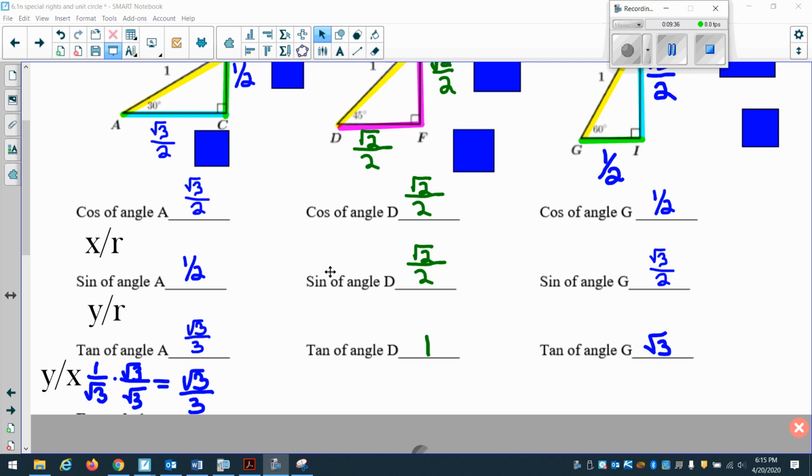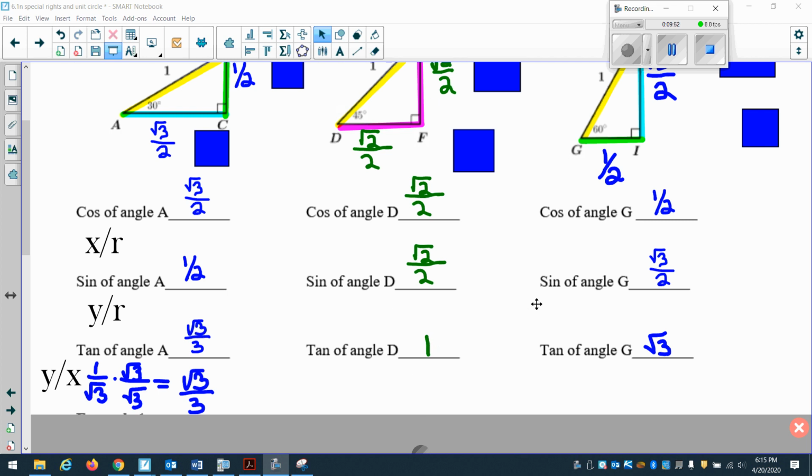Then we move on to the second triangle, which is 45, 45, 90. Again, cosine and sine are going to be exactly the same. Tangent, root 2 over 2, root 2 over 2. So root 2 over 2 over root 2 over 2 will give you 1. So the tangent of angle D is 1.